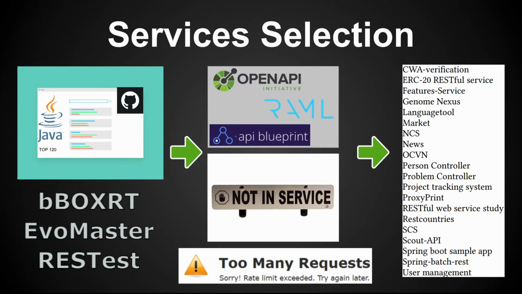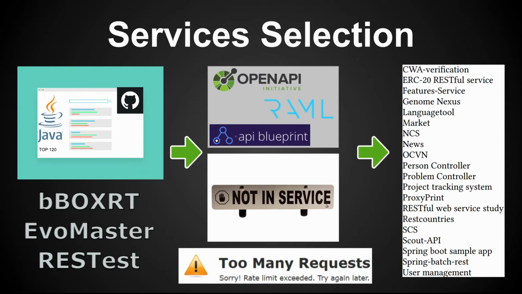To create our evaluation benchmark, we first selected RESTful web services from existing benchmarks used in the evaluation of bBOXRT, EvoMaster, and RESTest. Among those, we focused on web services implemented in Java or Kotlin and available as open source projects so that we can use EvoMaster WB. This resulted in an initial set of 30 web services.